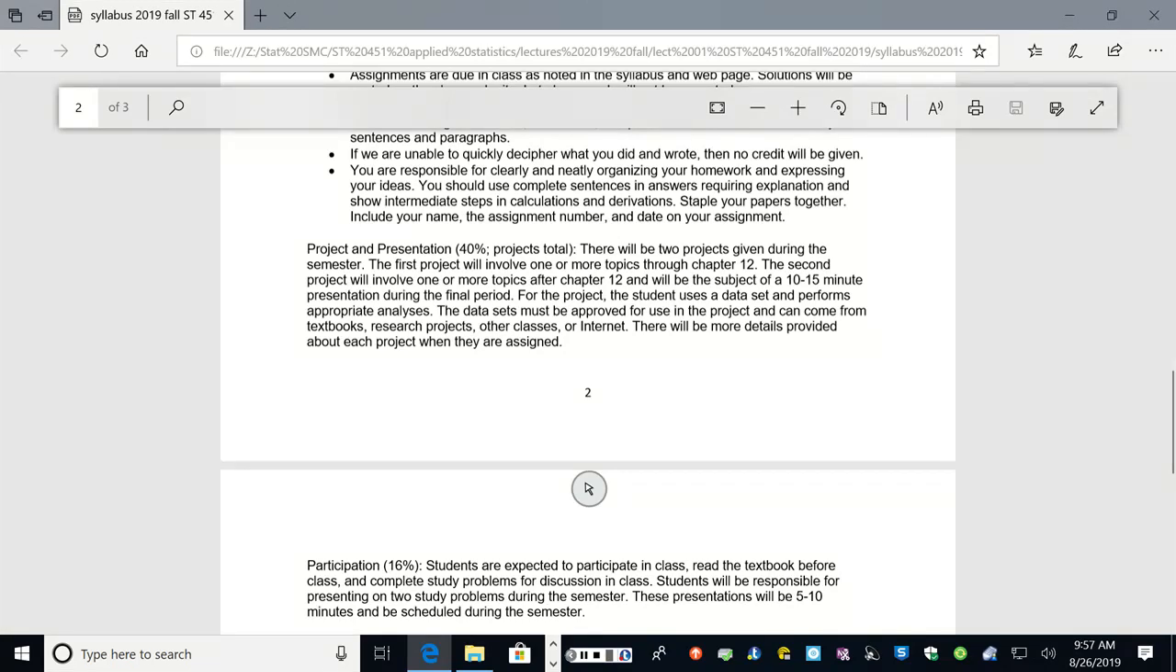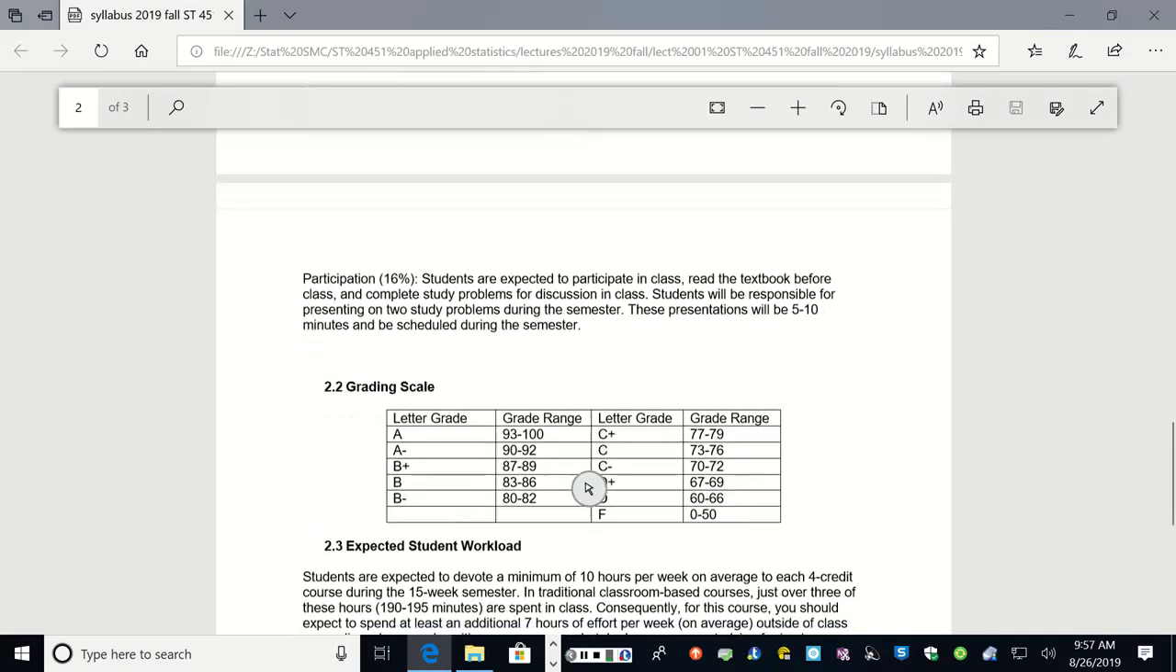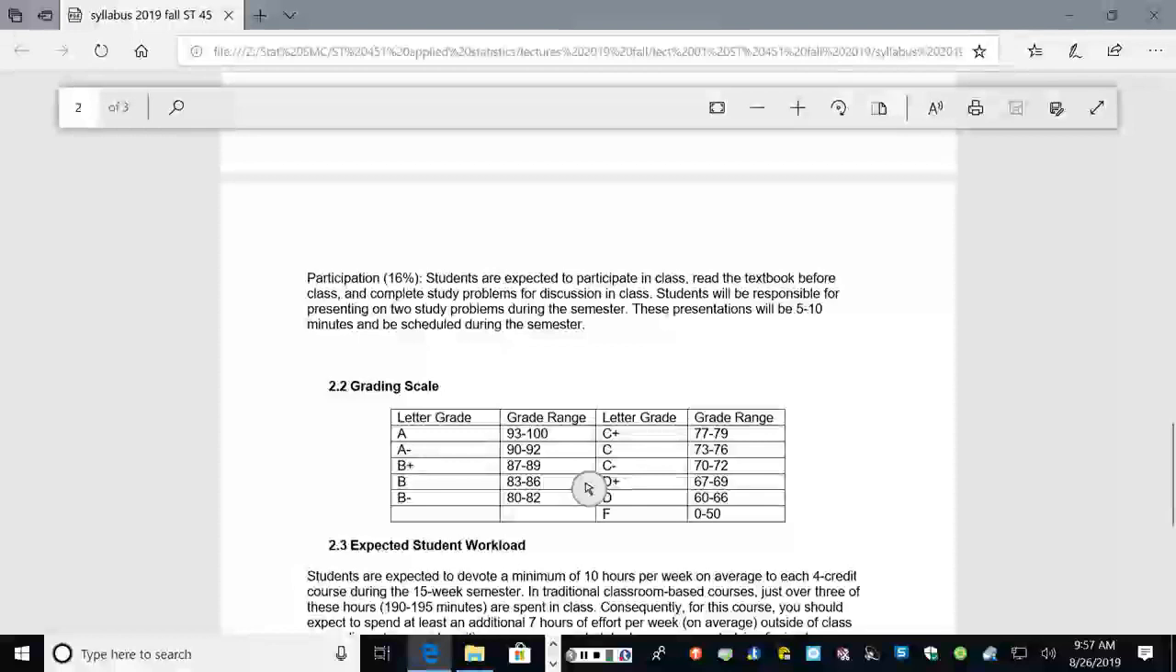Right? The final part of the class would be some element of participation. And so the idea would be to look at the chapters before class so we can talk about them, so you can ask questions, so we can think about some of the study problems or case studies that are in there. Most of the methods are illustrated with case studies or actual data analyses.